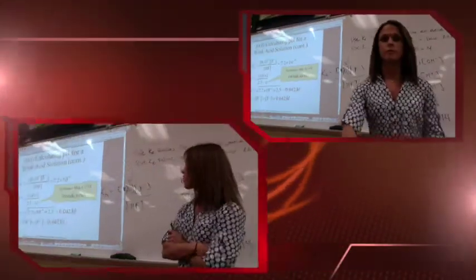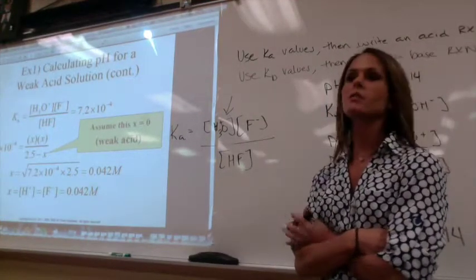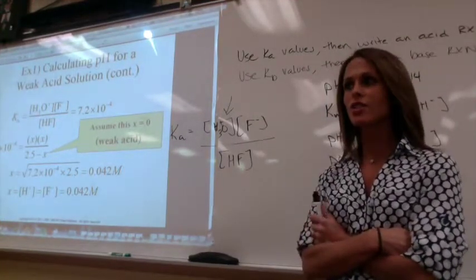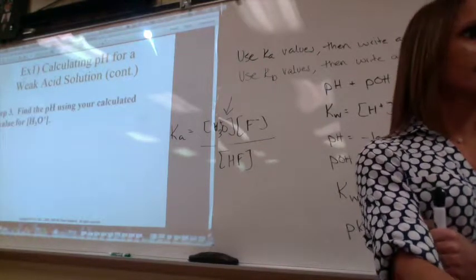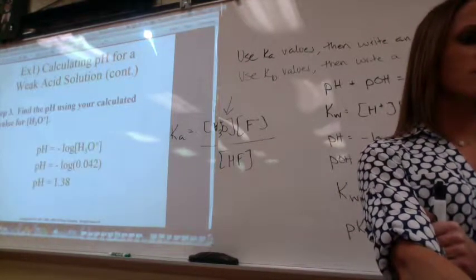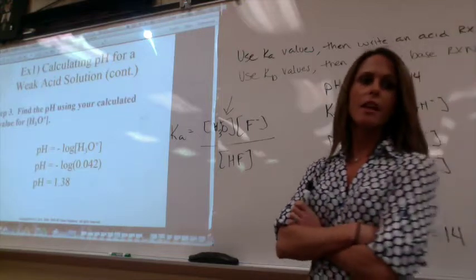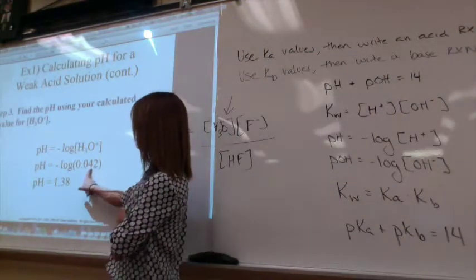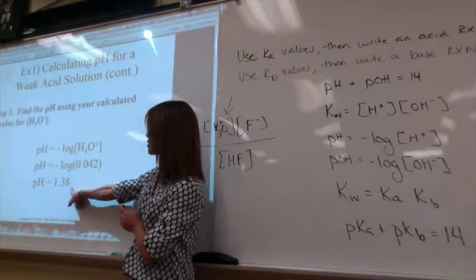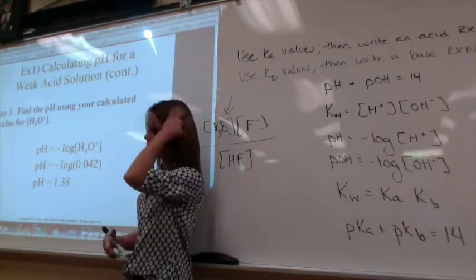All right, so you solved for H plus, but the question is specifically asking you to find pH, right? So now you're just going to plug that into your negative log of the H plus concentration. And then because your concentration had 2 sig figs, your pH should have 2 decimals, 1.38.